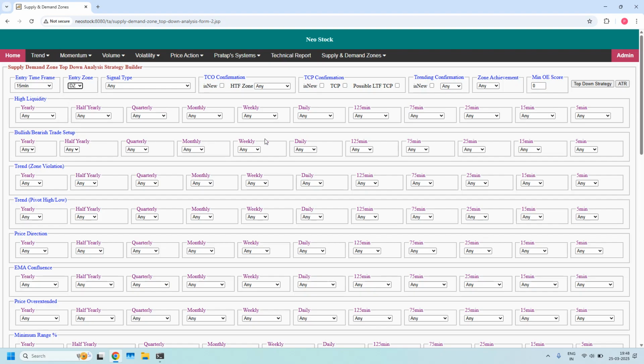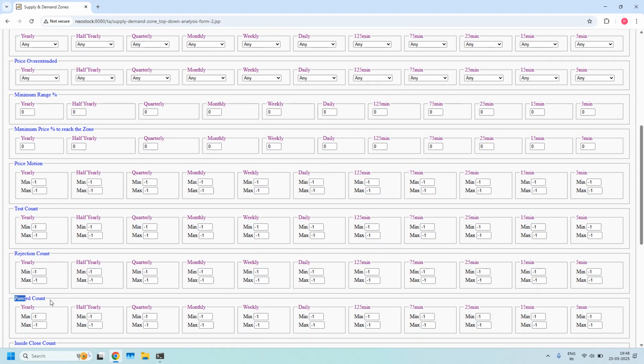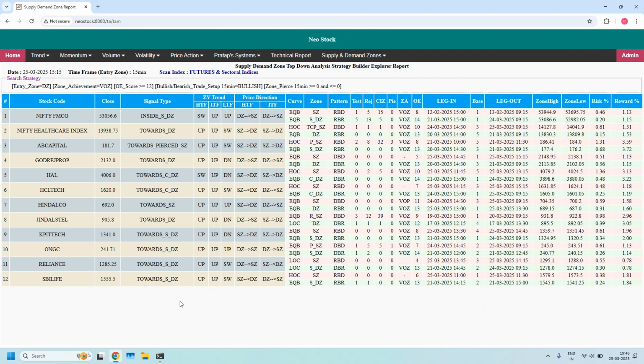In bullish or bearish trade setup, at a 15 minutes time frame, I am selecting bullish. And zone achievement violated opposing zone. And minimum odd enhancer score 12. And also the 15 minutes demand zone should not be pierced. So in the pierced count at 15 minutes time frame, I am setting minimum value 0, maximum value 0. That means the zone is not pierced. So with these filters, we got 12 stocks.